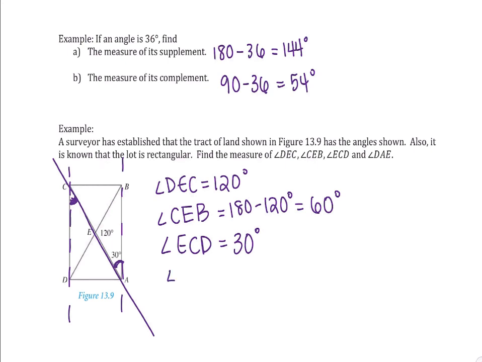And finally, angle DAE is this little angle down here. And we see that this is in a rectangle, and so all four corners are going to be 90 degrees. So DAE is going to be complementary to the 30-degree angle that's shown there. And so we can find that by doing 90 minus 30, which gives us 60 degrees.